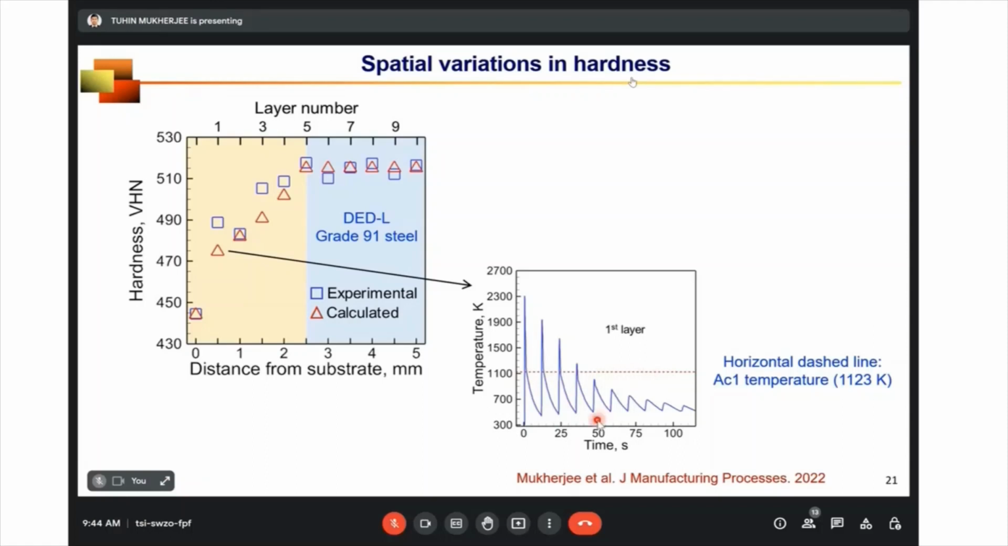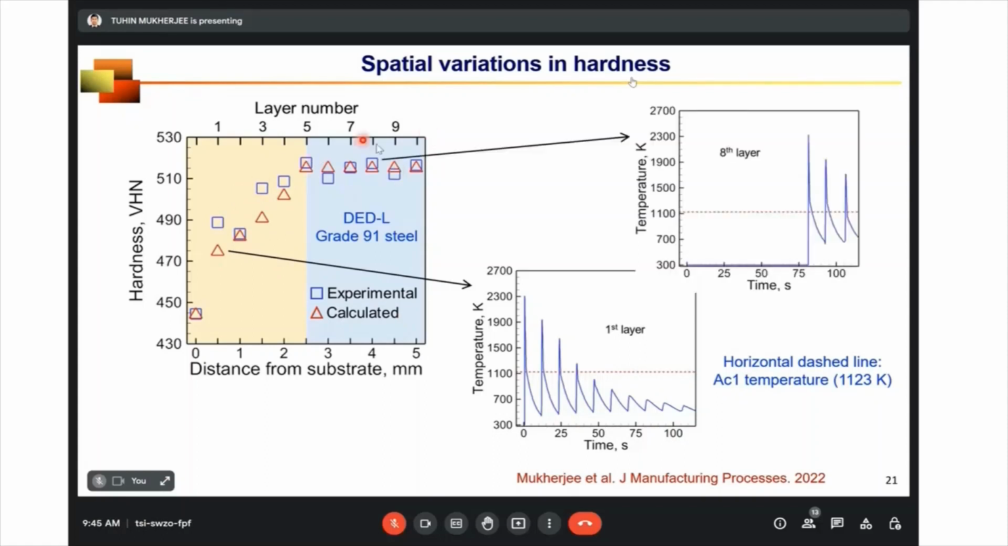And after that moment, the martensite that it contains will undergo repeated heating and cooling below the AC1 temperature, which will change the martensite to tempered martensite, and which will significantly reduce the hardness. So you can see that for layer 1, the hardness is very low, but if we consider, let's say, layer 3, which will have fewer repeated heating and cooling cycles below AC1 temperature, its hardness is reduced, but not like layer 1.